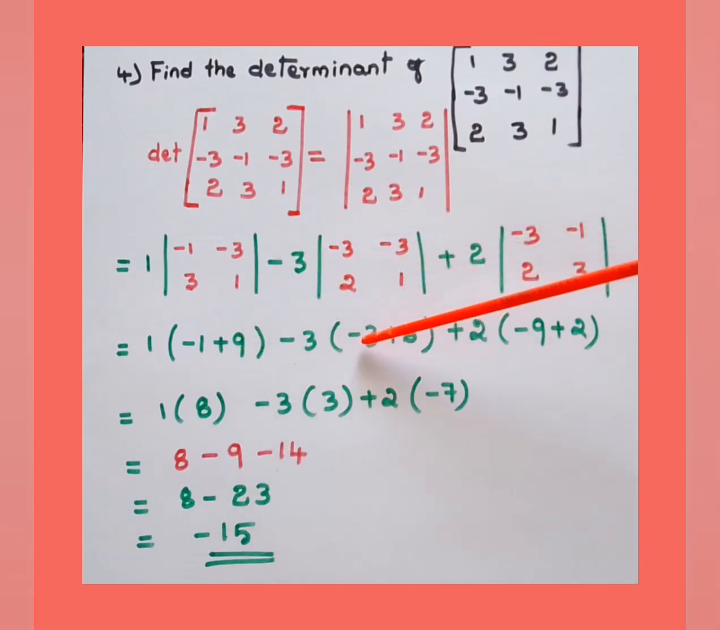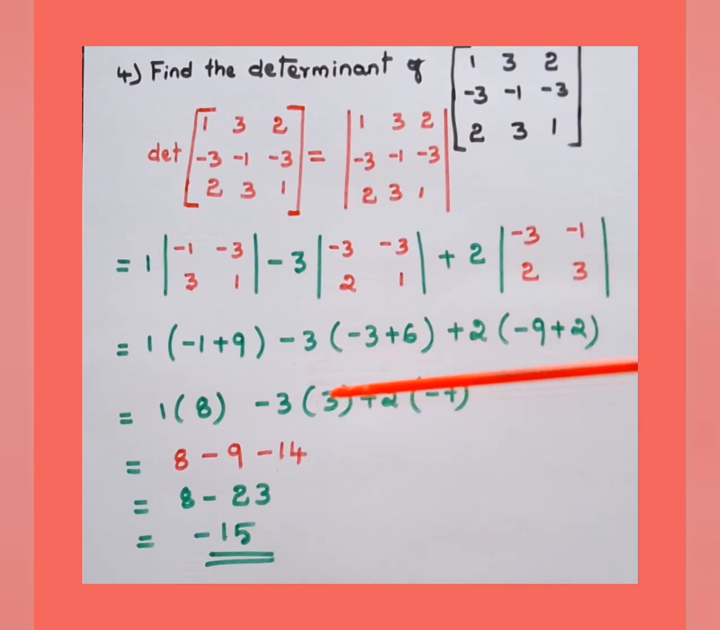Minus of 3. Minus into plus is minus. 3 1s are 3. Minus of 2 3s are 6 with minus sign. Again minus of minus is plus. Plus 6. Plus 2 of minus 3 into plus 3 is minus 9. Minus of this 2 1s are 2. Minus of 2s are minus into minus is plus. Plus 2 we got. Hence you can simplify further.